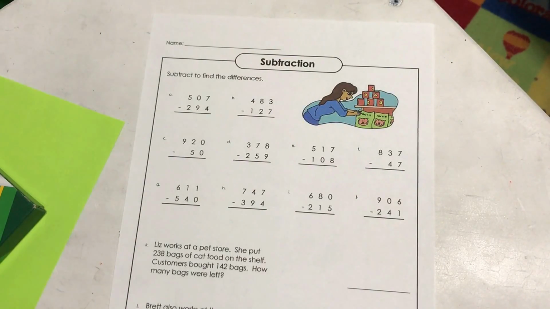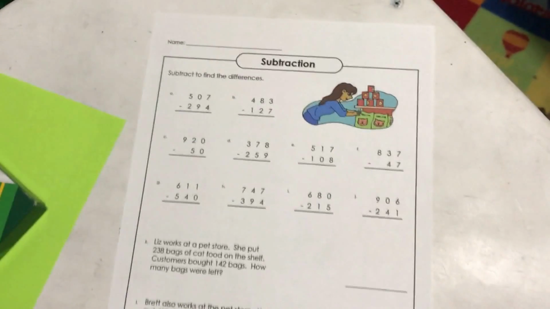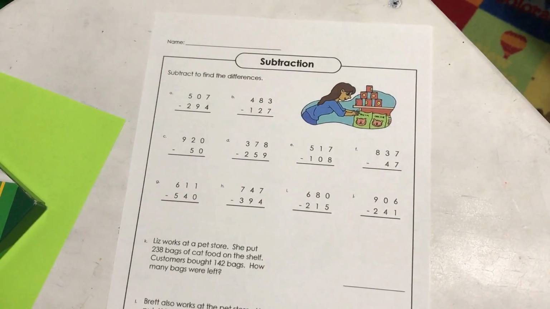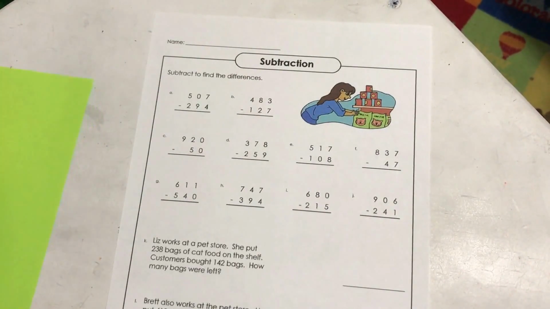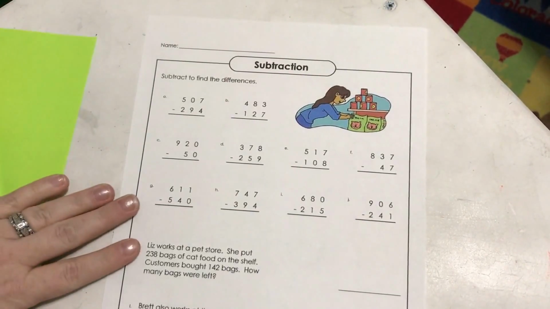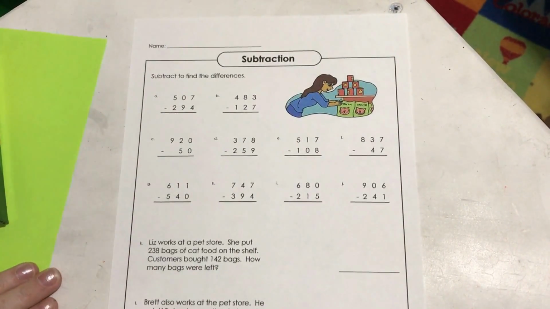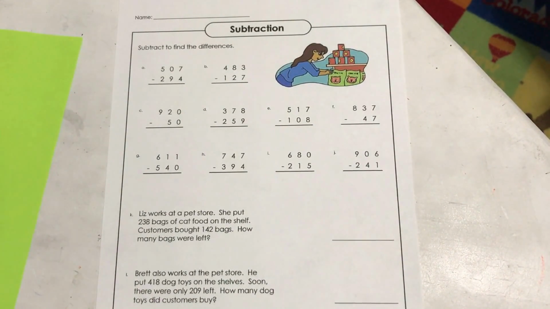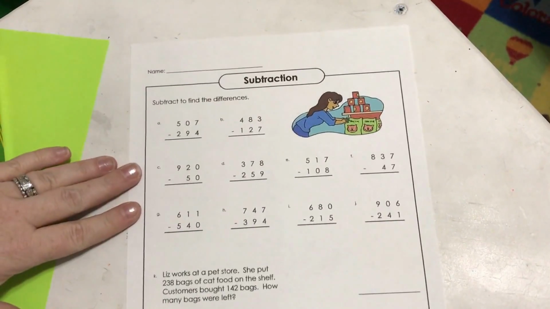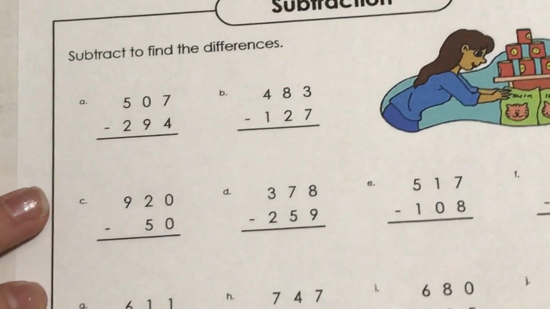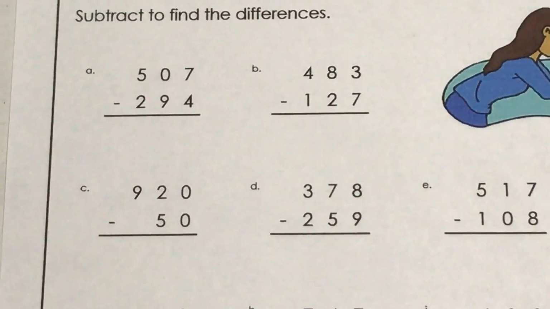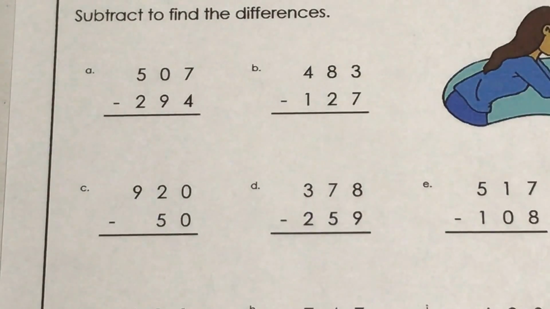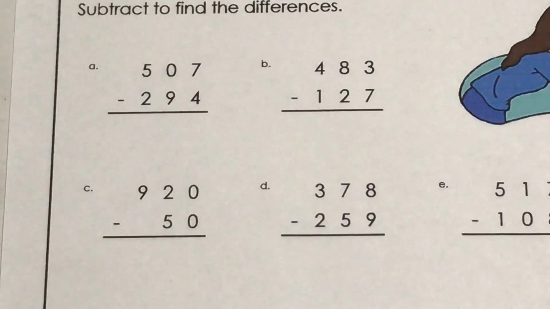Hello, today we are going to be working on some 3-digit subtraction with regrouping, and I'm going to do some demonstration of how we do 3-digit subtraction with regrouping. I'm going to use this worksheet from superteacherworksheets.com and show you some examples. I'm also going to draw some pictures of some place value blocks to help you understand how and why we regroup.